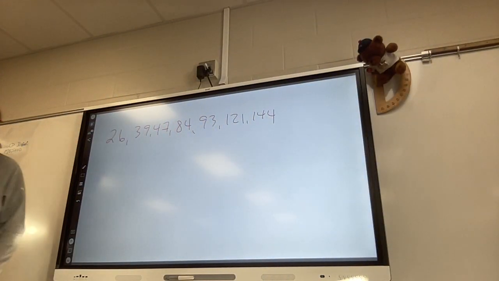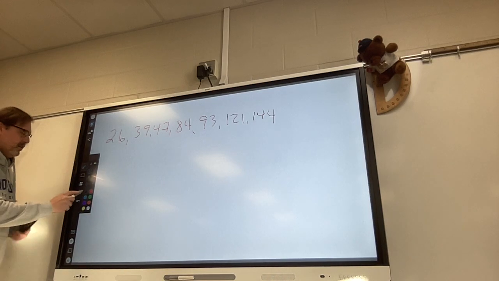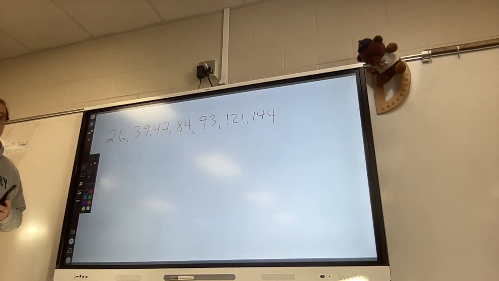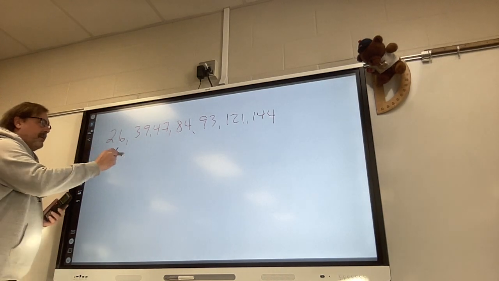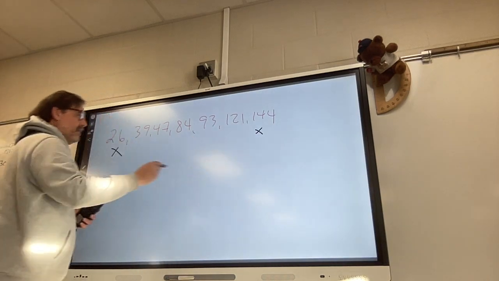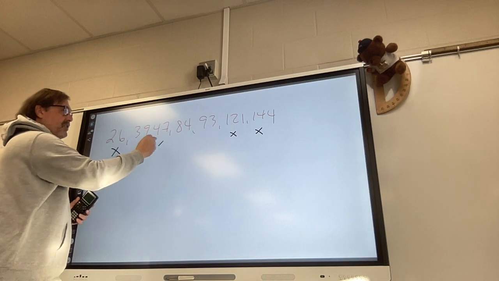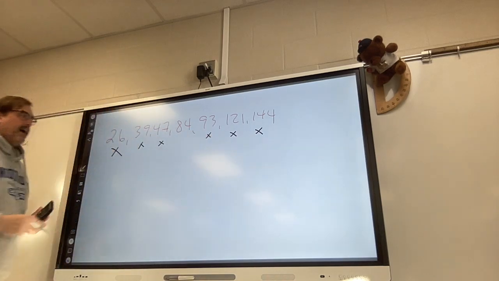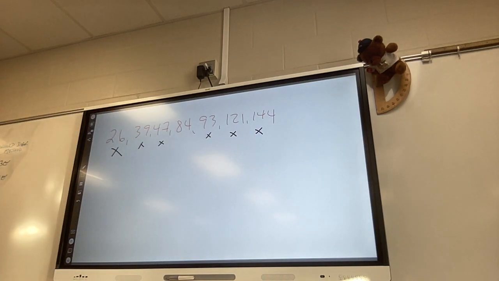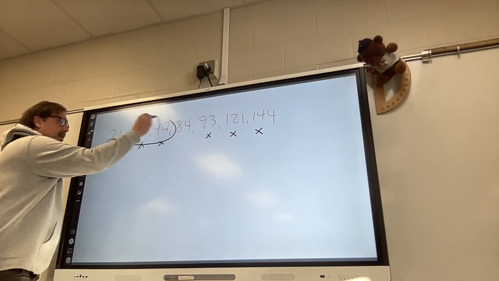Median. We don't need a calculator. Here we go on median. I cross out 1 on each end, 1 on each end, 1 on each end. And it happens that the number 84 is in the middle. So in that case, the median is simply 84. Say, I got it? Excellent.